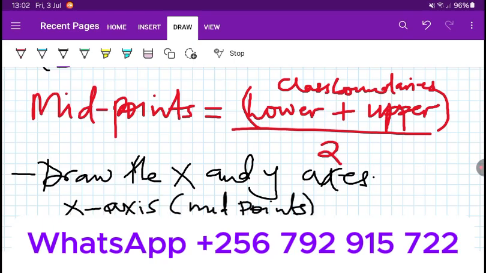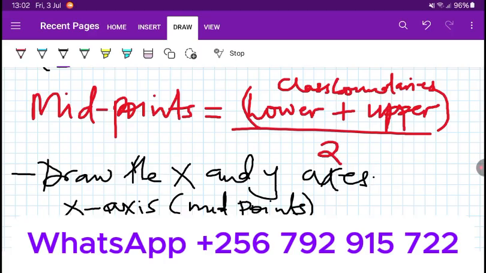The x-axis is going to be labeled with the midpoints, and then the y-axis is going to be labeled with the frequency, or the frequencies. So the midpoints of each of the classes is going to be represented on the horizontal axis, and then we use a suitable scale, because we need a scale that we can interpret, and then we know what we are plotting.